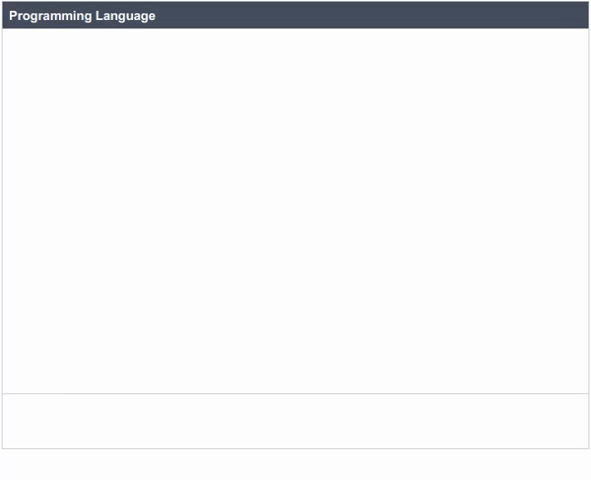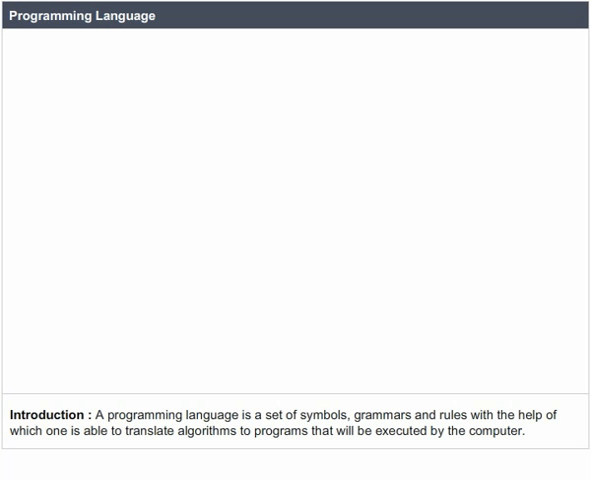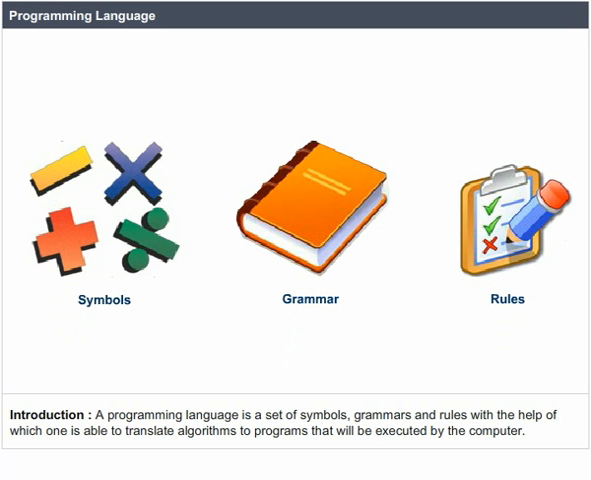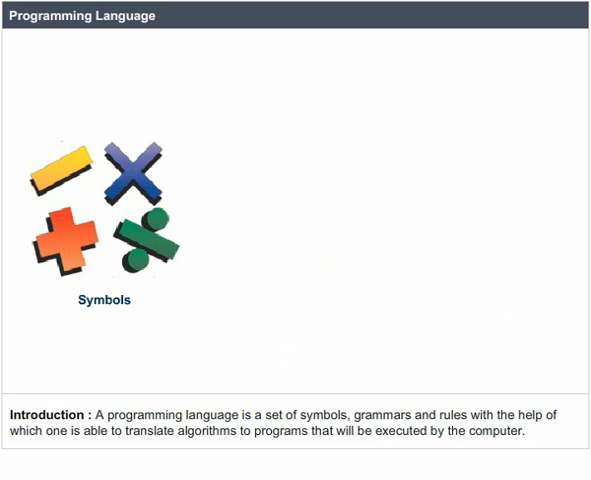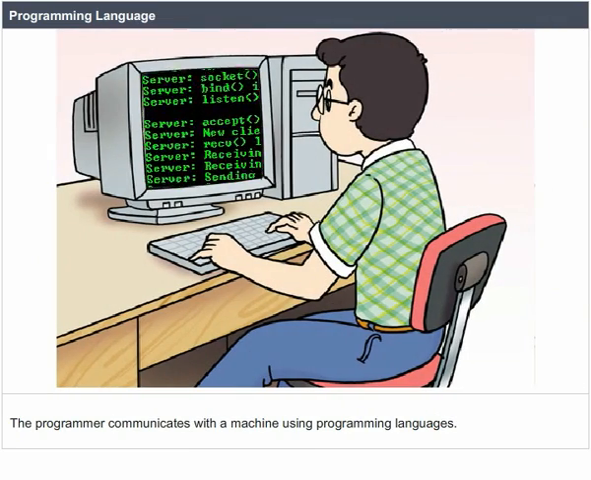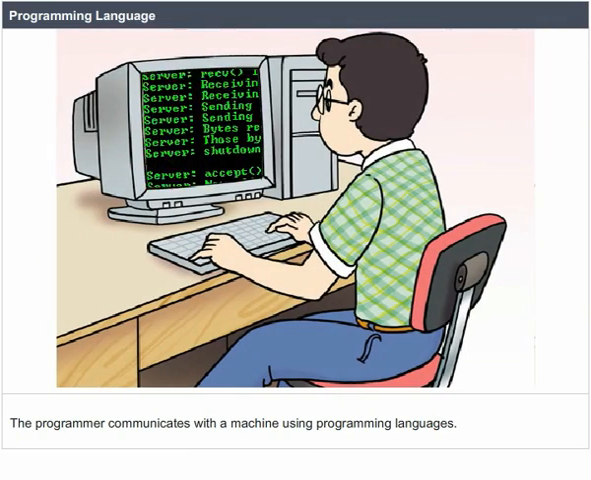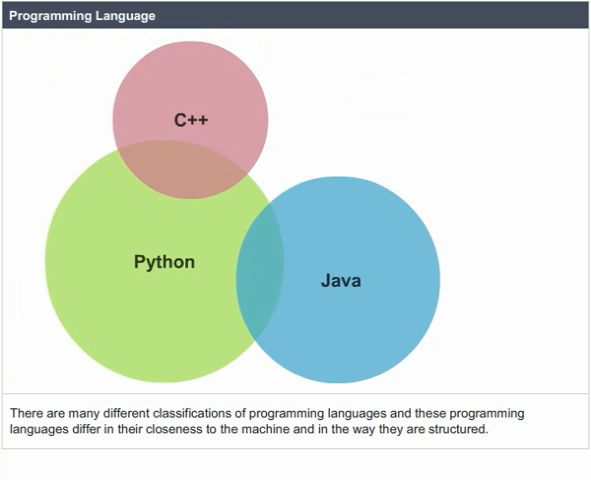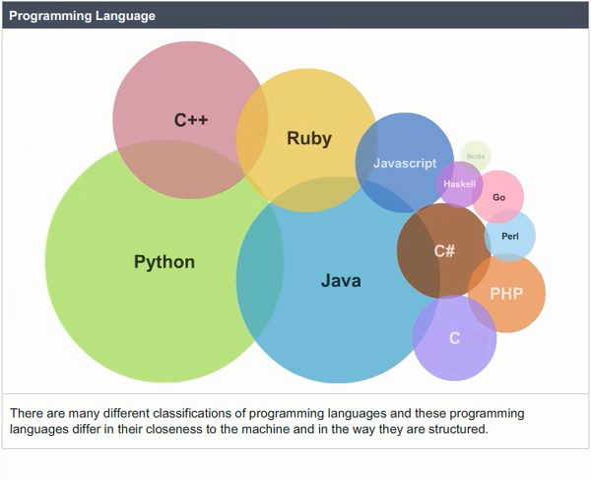Programming language. Introduction. A programming language is a set of symbols, grammars, and rules with the help of which one is able to translate algorithms to programs that will be executed by the computer. The programmer communicates with the machine using programming languages. There are many different classifications of programming languages, and these programming languages differ in their closeness to the machine and in the way they are structured.